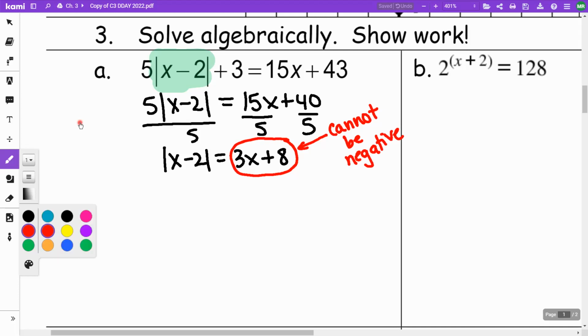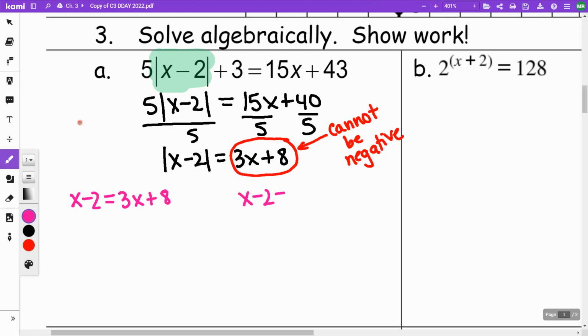So I'm going to write my 2 equations. One equation is going to be x minus 2 equals 3x plus 8. The other equation is going to be x minus 2 equals the opposite, which is negative 3x minus 8. You make everything in that circle opposite.